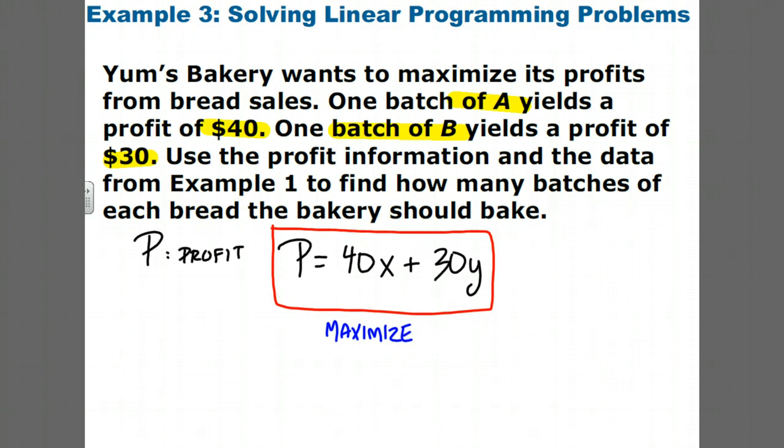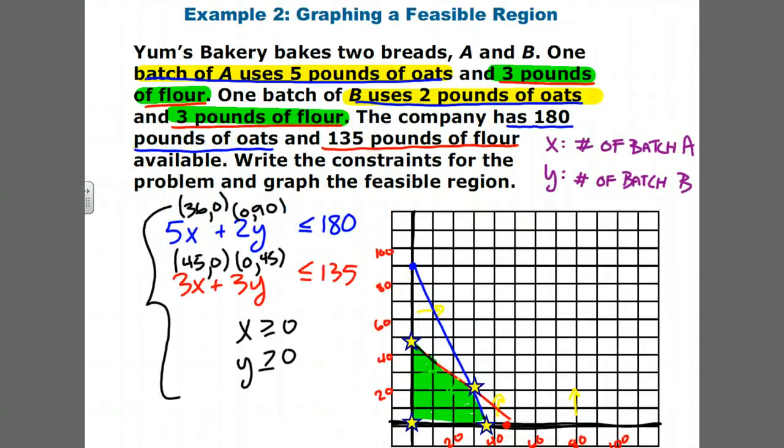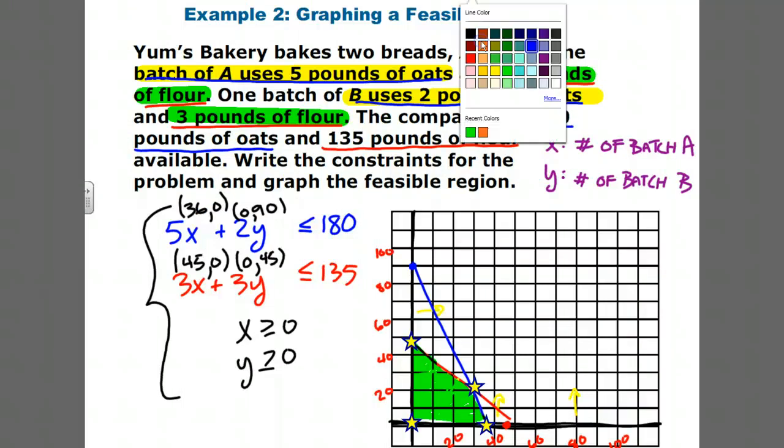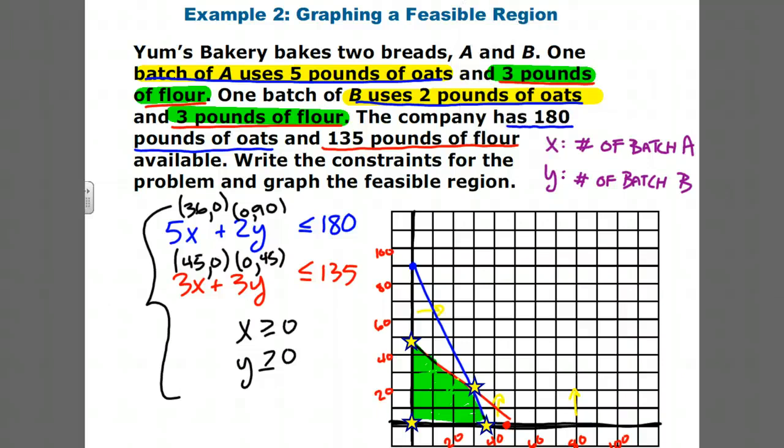Well, if we flip back to the previous page and look at our vertices, 3 of the vertices are easy to find and 1 of them is not so easy. So if we take a look at our vertices, down here we have 0, 0. Is that going to give us a maximum profit if we don't make anything? No. Right here, this vertex is 36, 0. So we need to test that. This right here is 0, 45.